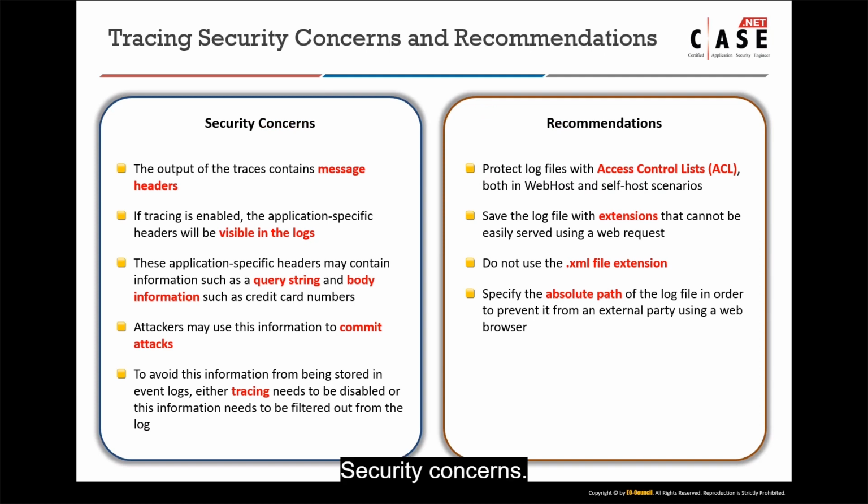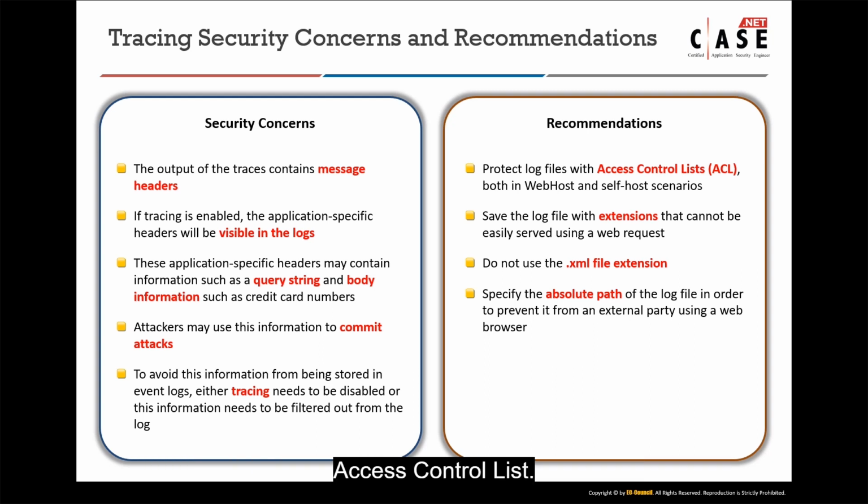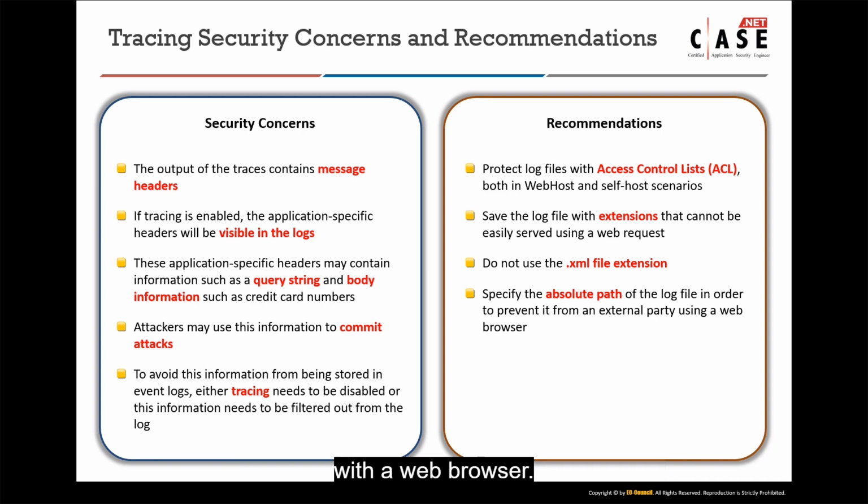Security concerns. Trace messages contain message headers. If tracing is enabled, those headers may be visible in the logs. They may contain information like query strings and body information, and that information could be useful to an attacker. So we protect the log files with things like access control lists. We store the log files with an unusual file extension that's not easily accessible via web request. Certainly don't store the log as an XML file. We give the absolute path of the log file in order to prevent an external party from finding it with a web browser.